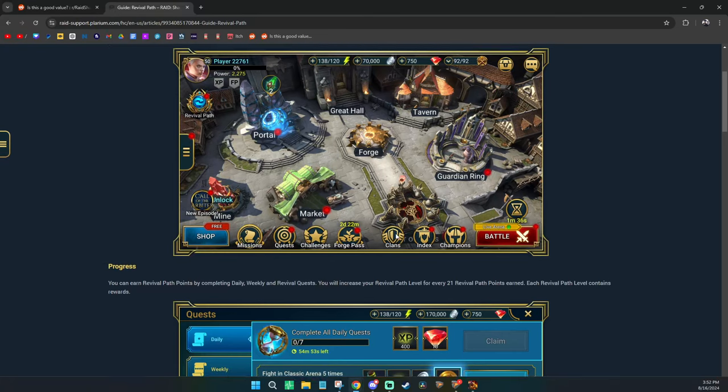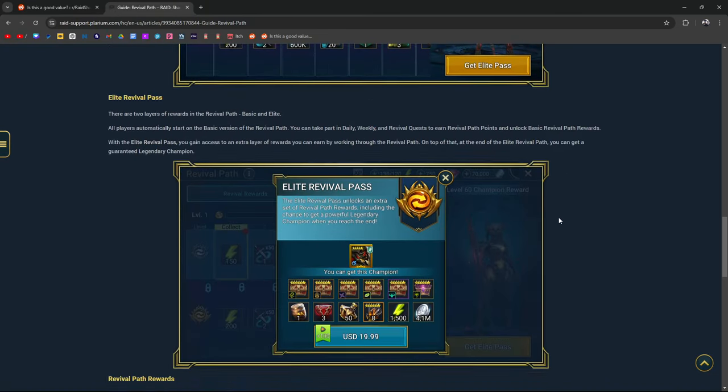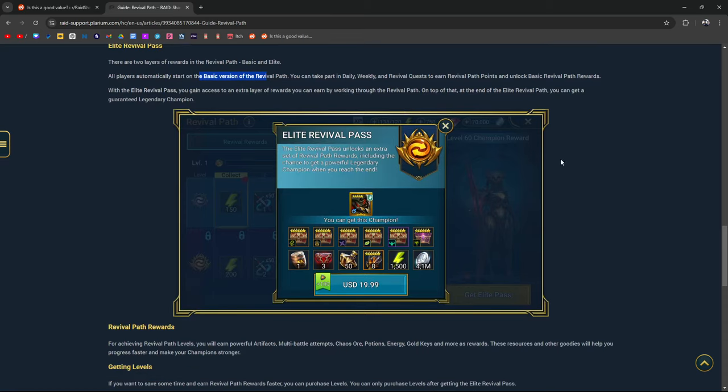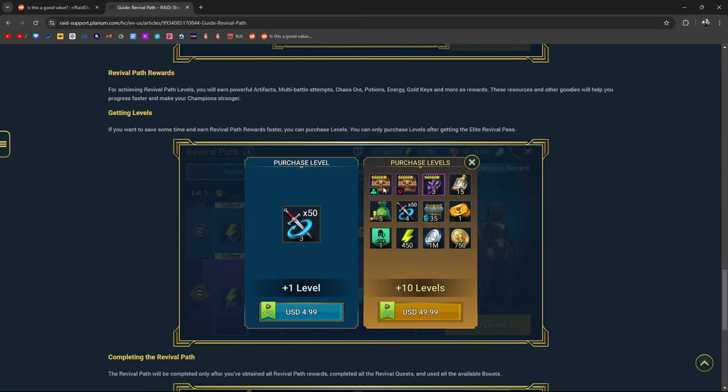Where is it? Over here. So you progress, you do the quest, and there are two layers. Okay, the basic and elite, we just talked about that. All players will automatically get the basic free version. And then you also have the chance to get the other things. You can buy levels if you want to.